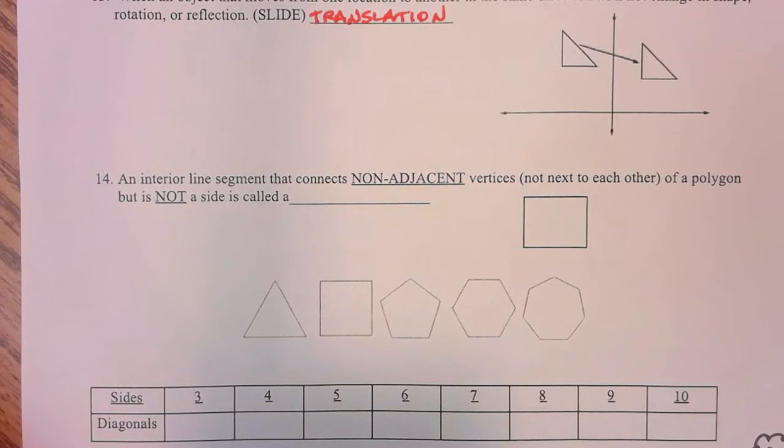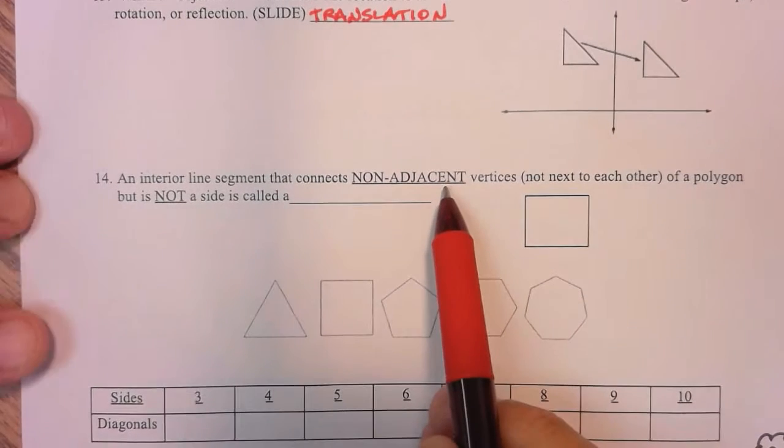So adjacent means that you need to be next to. If you're not adjacent, then you're not next to. It's not the house next door, it's 2 doors down. So non-adjacent is not next to. That's all the word adjacent means, is next to.